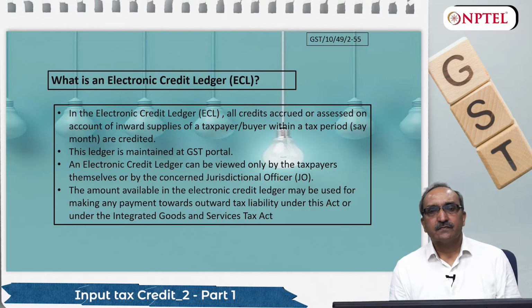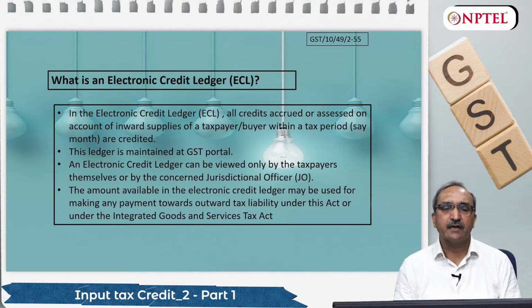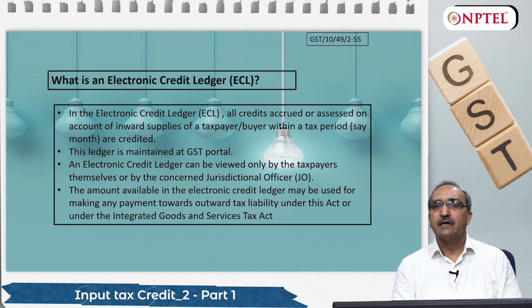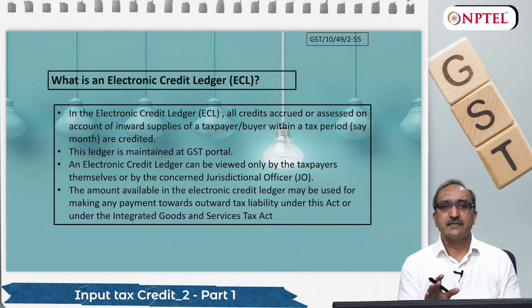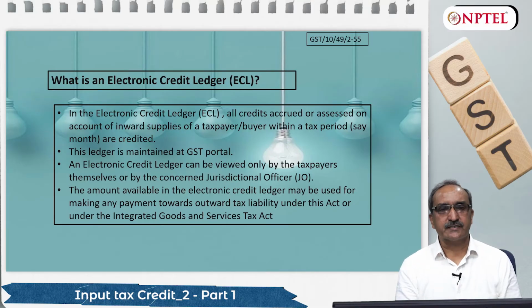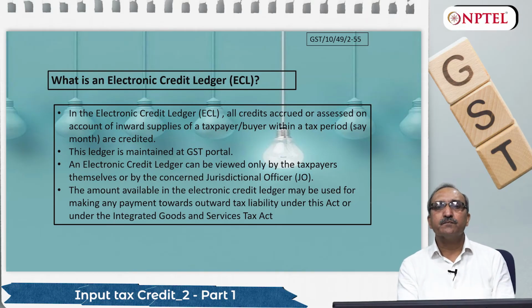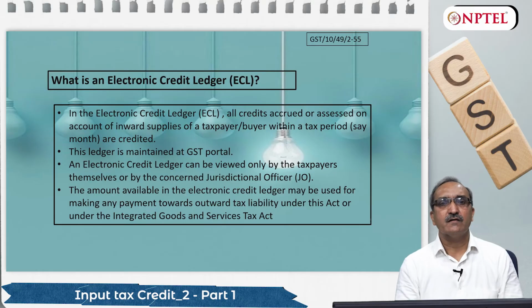So friends, as I mentioned, there are different types of ledgers maintained at GST portal. I will show you these ledgers also in our coming presentations. Before going into the electronic credit ledger, let me tell you that section 49 of the CGST Act deals with payment of taxes. Payment of taxes includes payment by setting off my ITC as well as payment of cash.